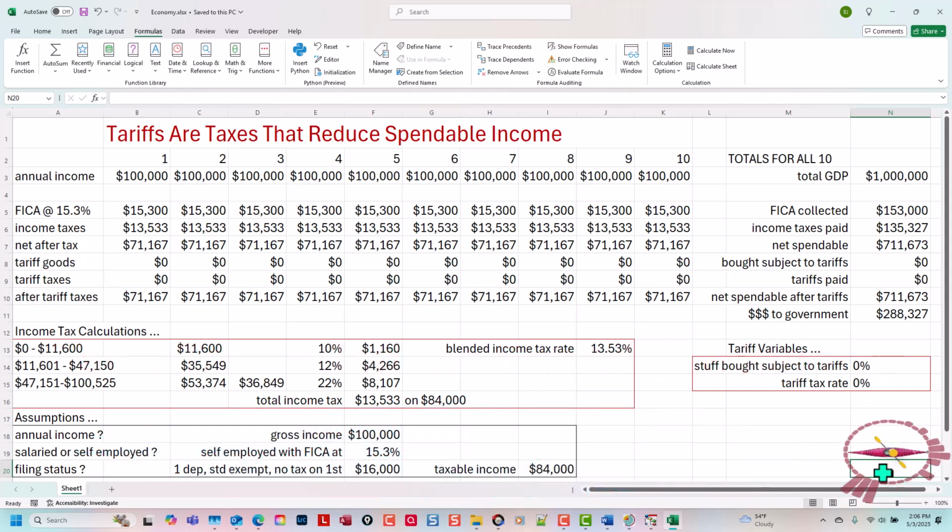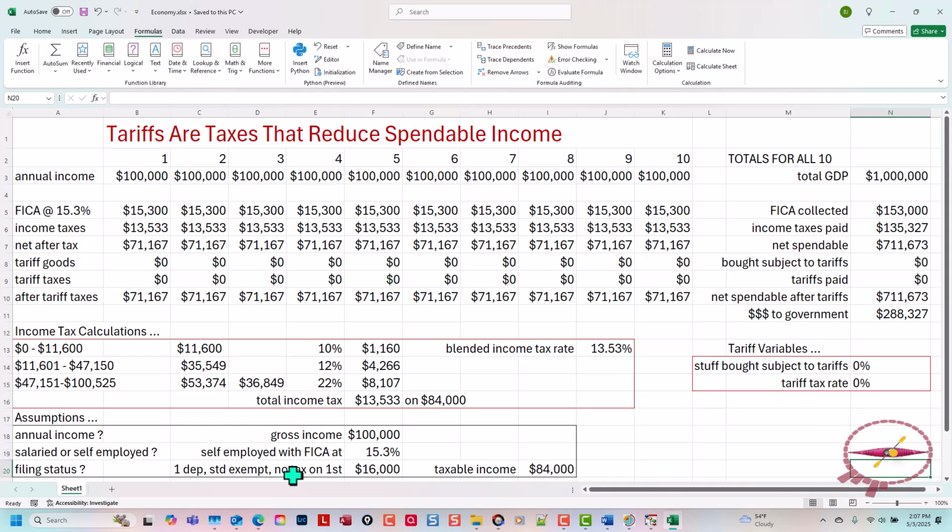This simple spreadsheet demonstrates the effect that tariff taxes have on spendable income. The spreadsheet takes a very simplistic approach to the issue. There were some assumptions made in building the spreadsheet. They involve what was the annual income of someone paying tariff taxes, what was their status, that is to say, are they self-employed or are they salaried, and what is their filing status.